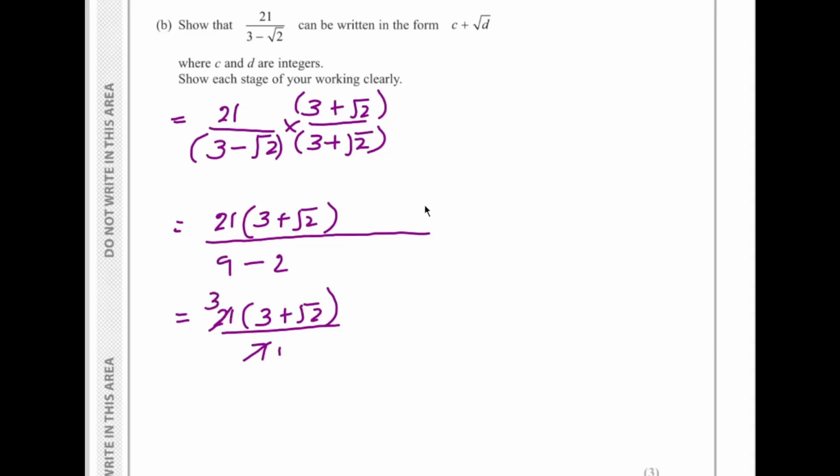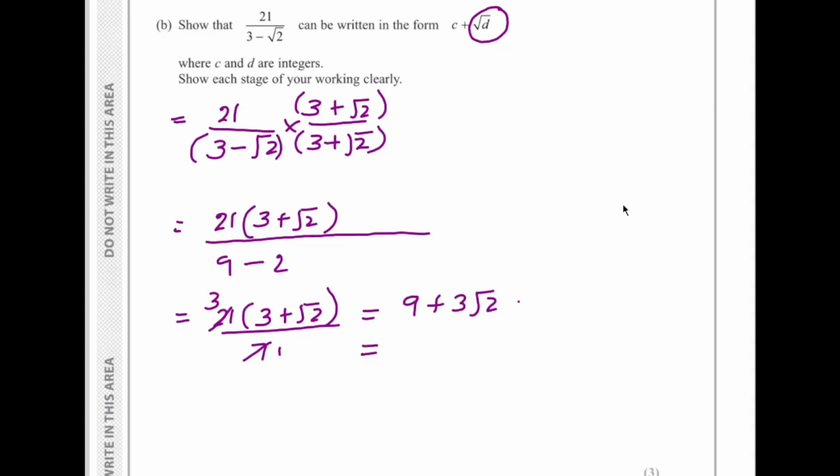Now check out the format. Now you can't have anything outside the bracket. You need to multiply them out. Let's multiply them out. 3 into 3, 9. Here I'm getting 3 root 2. So we are not done yet, because here you have to have just one root. I'm getting an extra 3 outside the root as well. Then I need to put it inside.